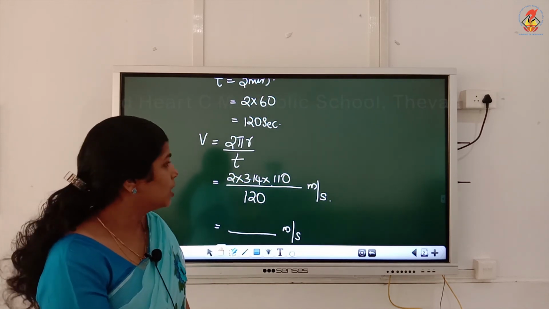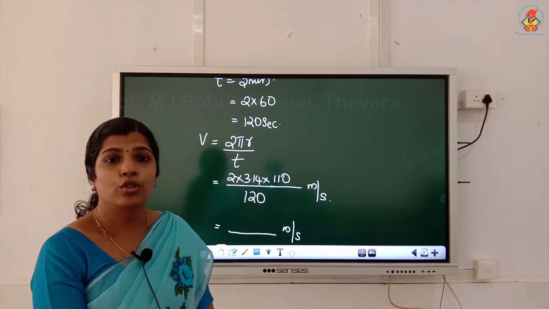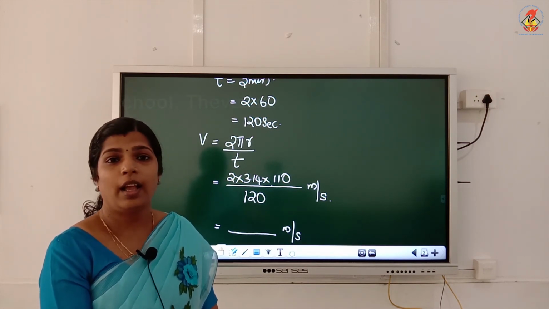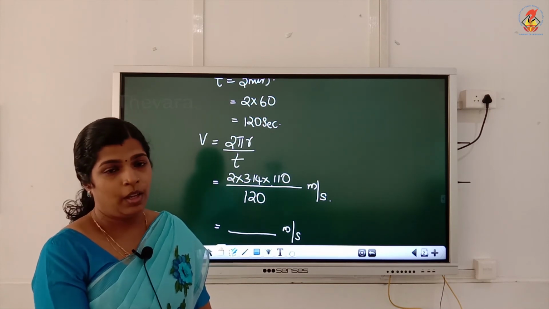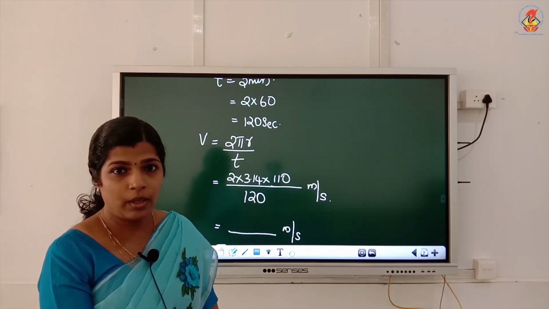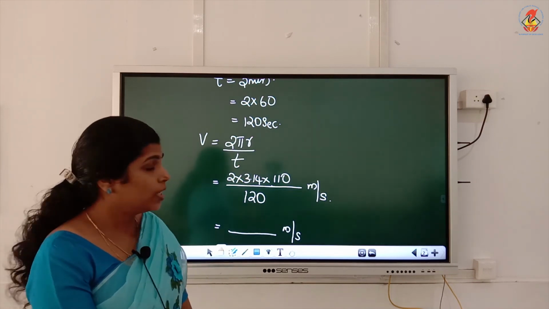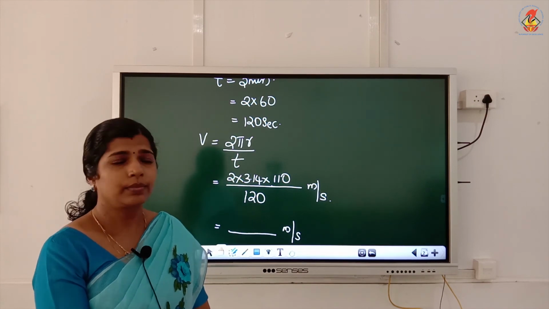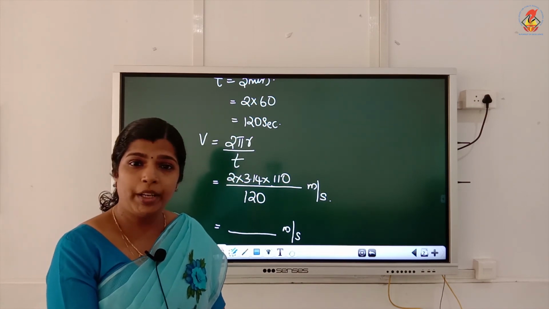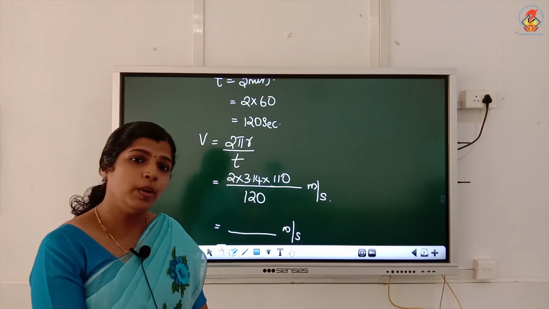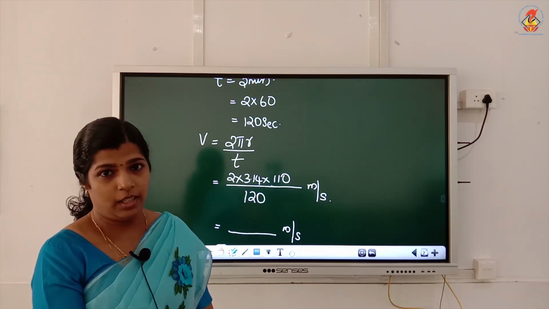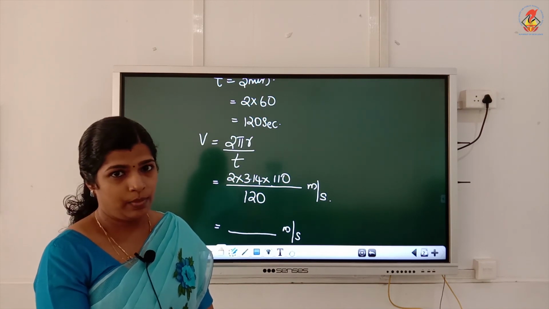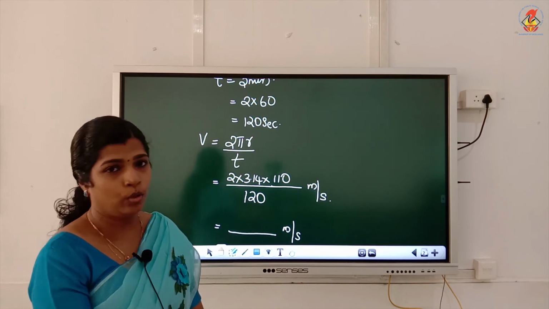The equation is V equal to 2 pi r by t, where r is the radius and t is the time. If the radius is given in kilometer and time is given in hours, then you can find the speed in kilometer per hour. Then you multiply with 5 by 18, so you will get the answer in meter per second. Okay, do it in your notebook.